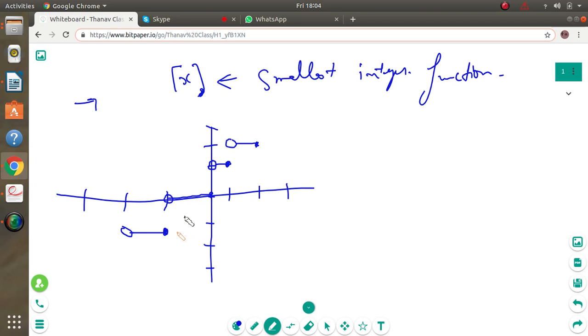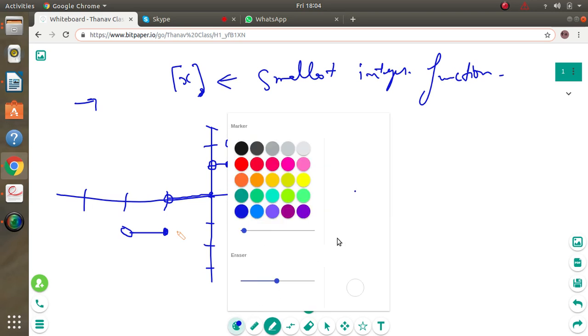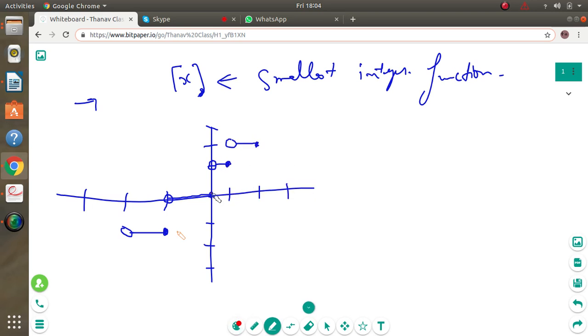All right. Your argument is, at 0, it is the smallest integer, right? So at 0, it will take 0. That's correct. At minus 1, take minus 1. That's correct. And at 1, it will take 1. That's correct. And at 2, it's 2 only.